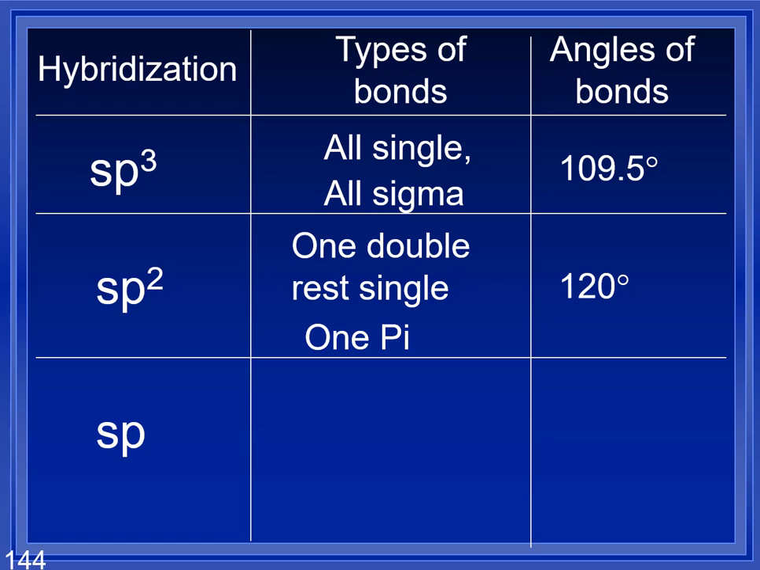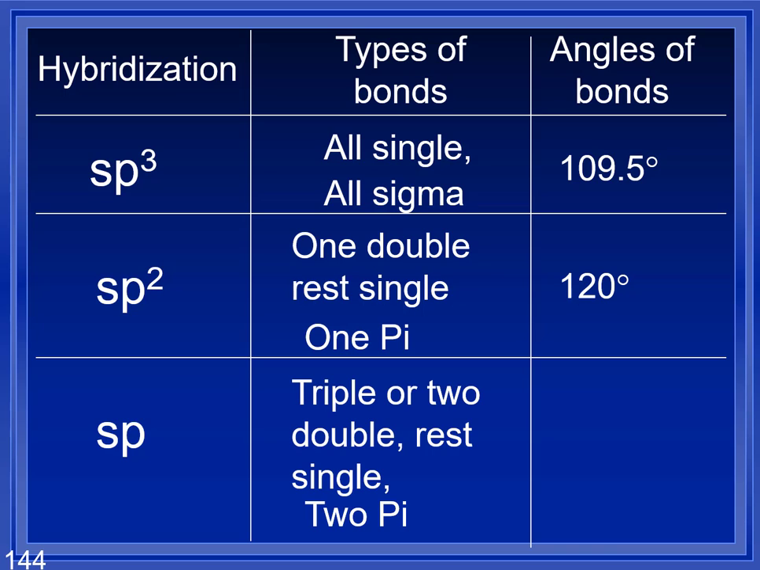And finally, sp. Yeah, so I've got to use two p orbitals up. So I'm going to make two pi's. So I've got to make a triple or two doubles. I've got to make two pi. The rest are going to be sigma. If they're not sigma, they're lone pair. You understand that a lone pair would take the place of one of those sigma bonds. And your bond angle is going to be 180 degrees.